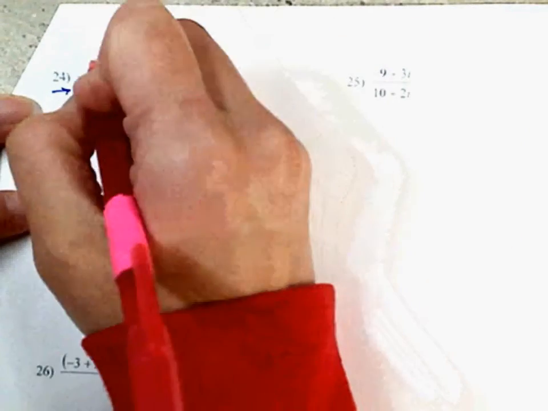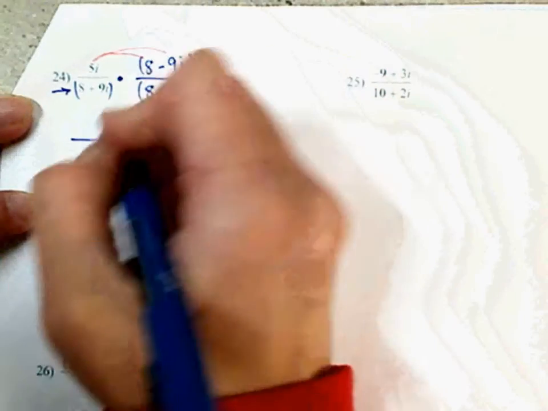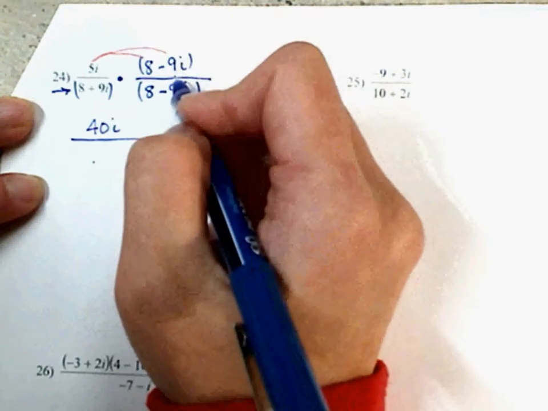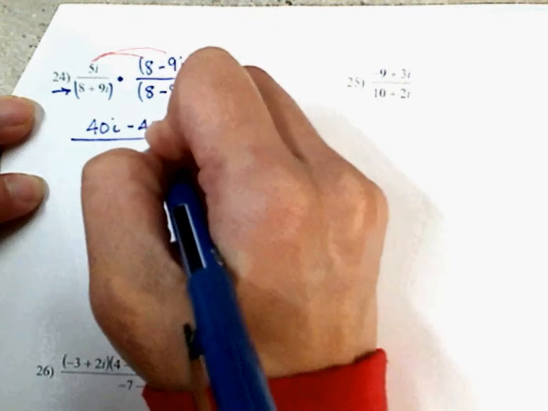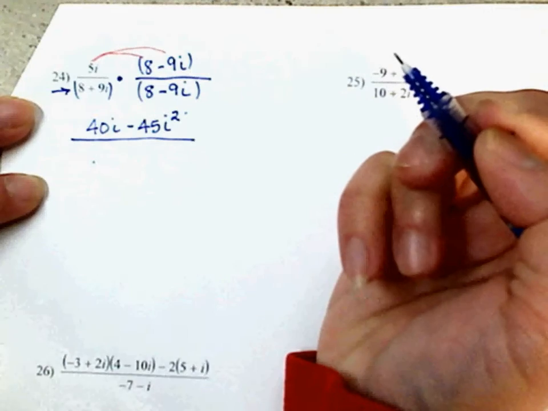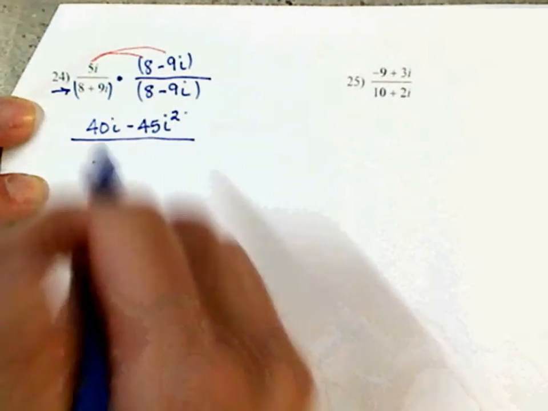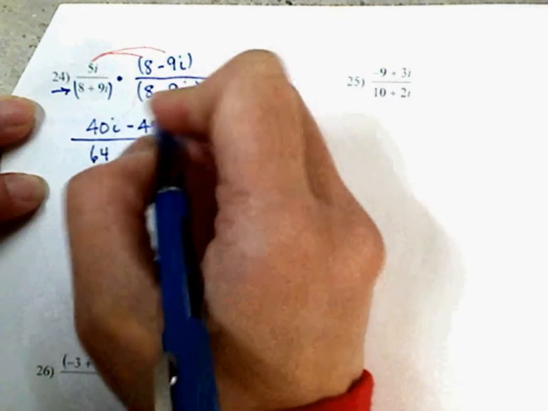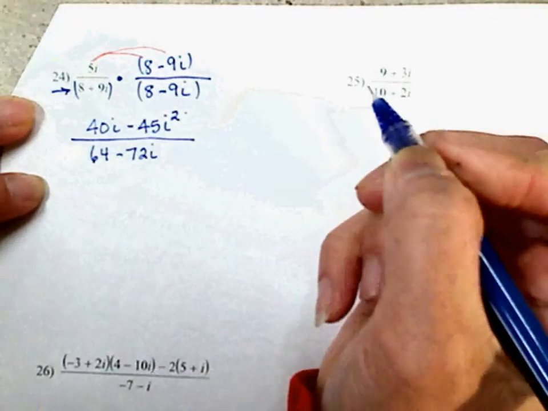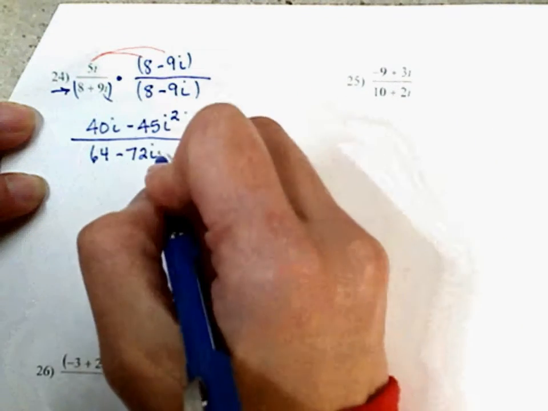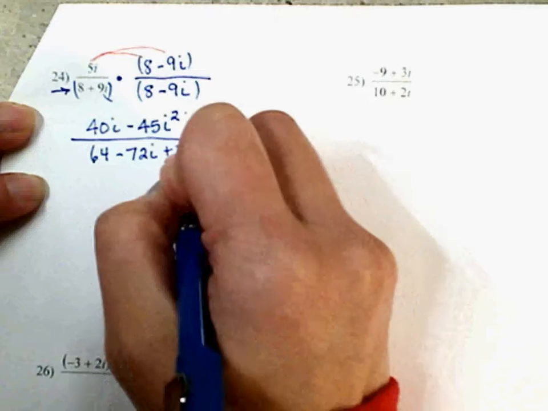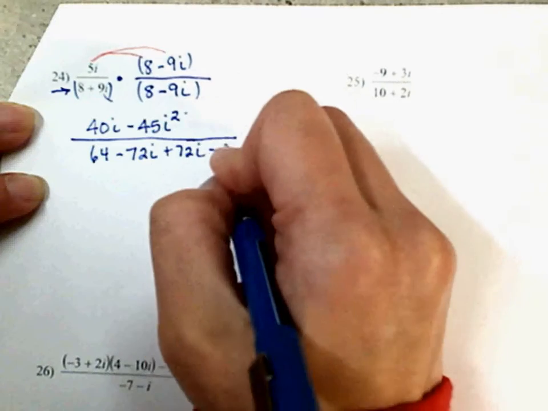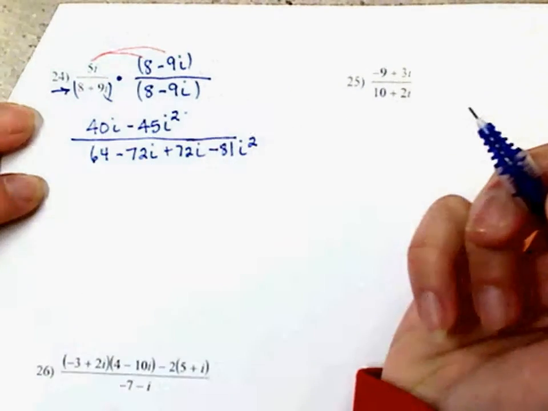5i times 8. What's 5i times 8? 40i. 5i times negative 9i is negative 45i squared. Okay? And then you distribute the bottom as well. 8 times 8 is 64. 8 times negative 9i is negative 72i. 9i times 8 is positive 72i. Make my line longer. Positive 9i times negative 9i is negative 81i squared.